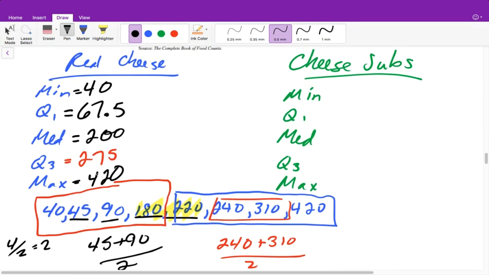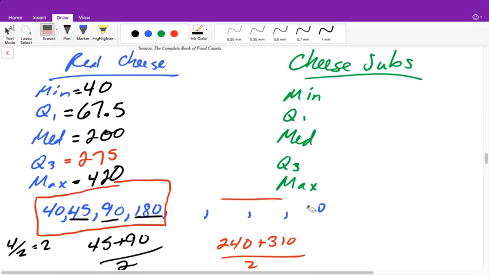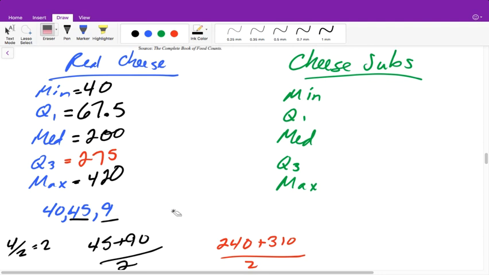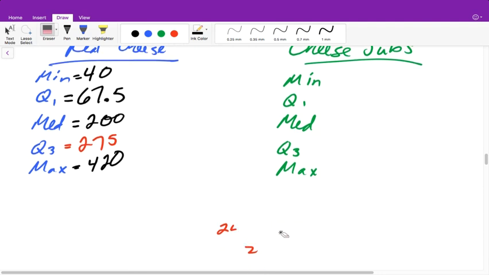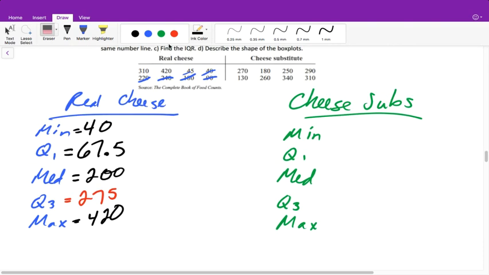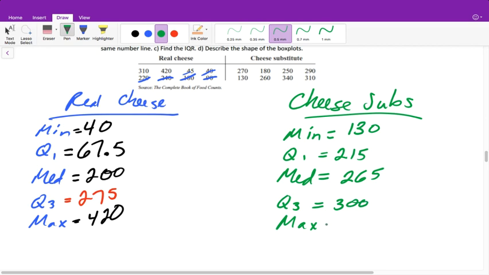All right, then you'll need to do the same thing for the cheese substitute. These are 2 different data sets that we're looking at here, but we're comparing them ultimately at the end. But I'm not going to do this by hand because I just showed you how to do the other one by hand. I'm just going to fill this in based on what I got in my calculator. So our median is 265. Our Q1 is equal to 215. Our minimum is equal to 130. Our Q3 is equal to 300. And our maximum is equal to 340.